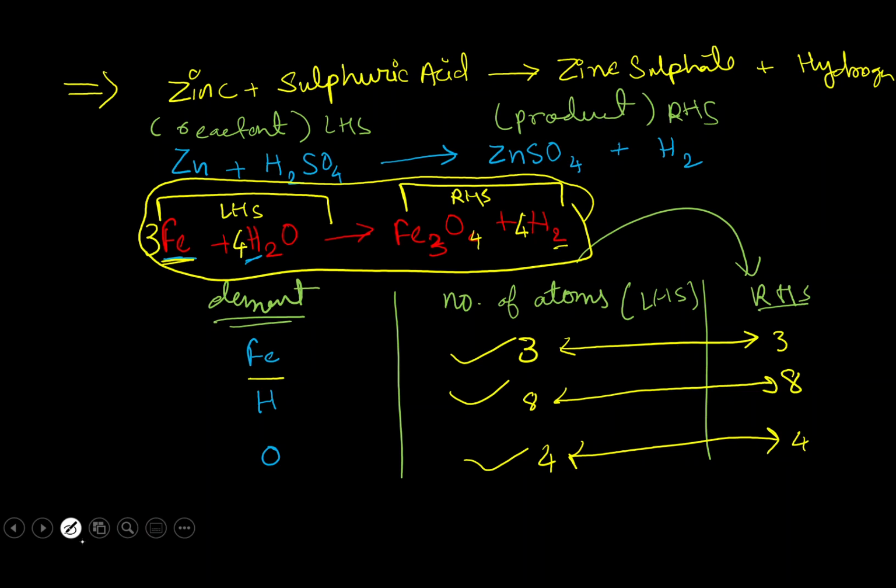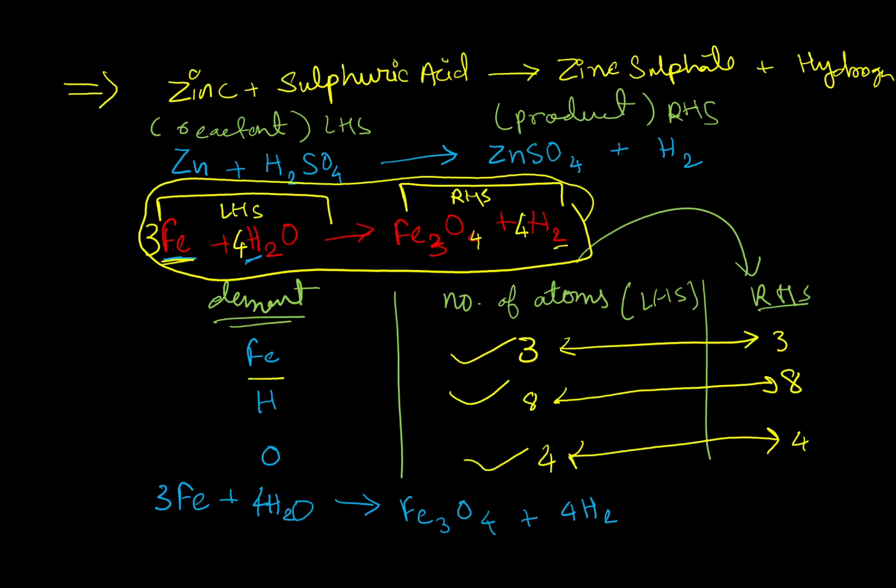So the final equation which we get is 3Fe plus 4H2O gives Fe3O4 plus 4H2.